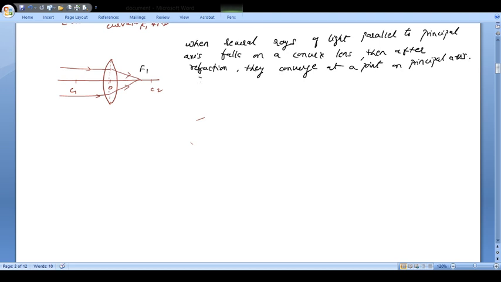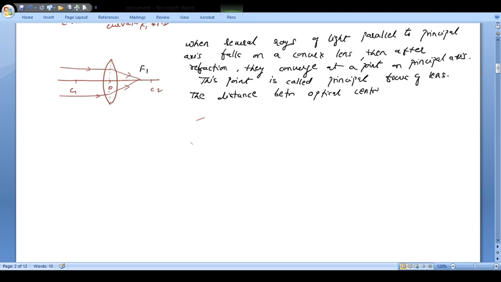This point is called principal focus of lens. And you will find that the distance between optical center and principal focus is focal length, small f. So here we have defined principal focus of a lens.